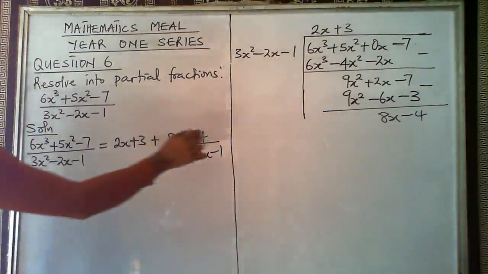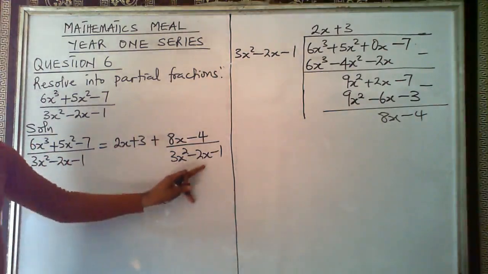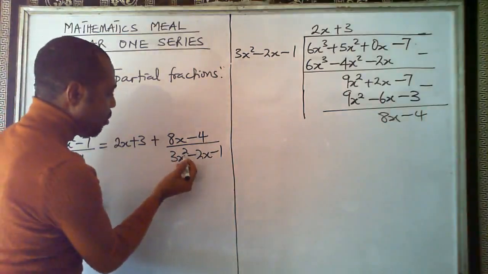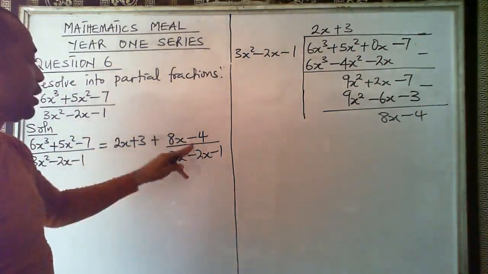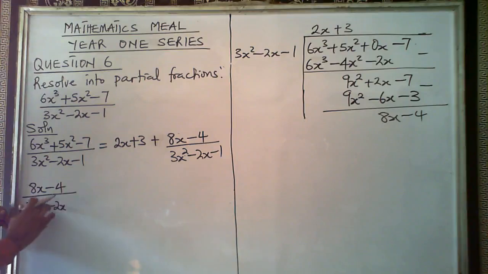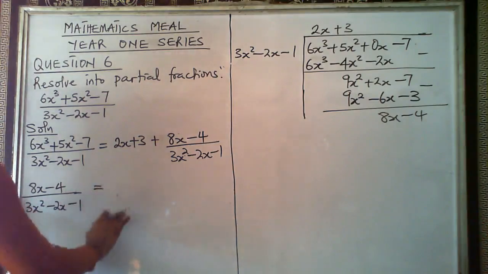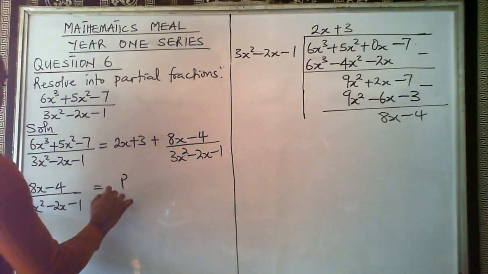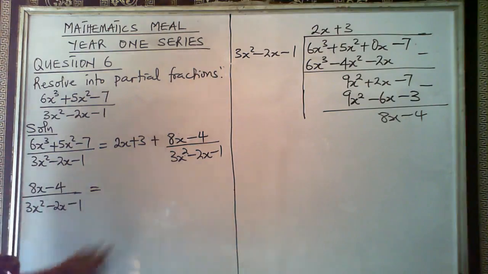So, see the one that is still a fraction now, that is the one we are going to resolve, because the power here is now greater than the highest power here. So if we pick that fraction, 8x minus 4 divided by 3x squared minus 2x minus 1, we're going to have, let me use P and Q. The other time I used A and B. So P over a term and Q over a term.